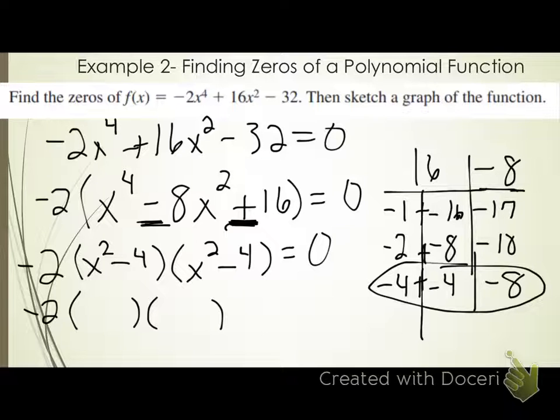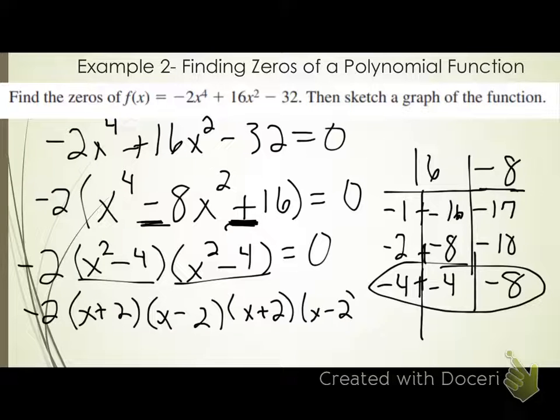So what's the square root of x squared? X. What's the square root of 4? 2. What are the two signs? One is positive and one is negative. One's plus, one's a minus. I can do the same exact thing for my next x squared minus 4. x plus 2, x minus 2. Everyone okay with that? There's just two difference of squares right there.